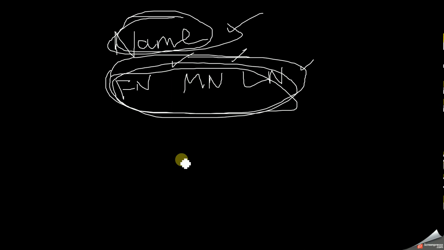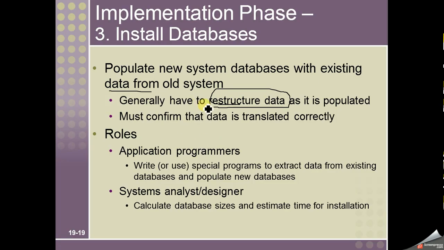a completely new design. Anyway, if we have to restructure, many times the application programmers will write special programs to extract data from the existing database and populate the new database. So we need to understand the old schema and the new schema, and we write special wrapper programs that will pull the data from the old database and push it to the new database schema.